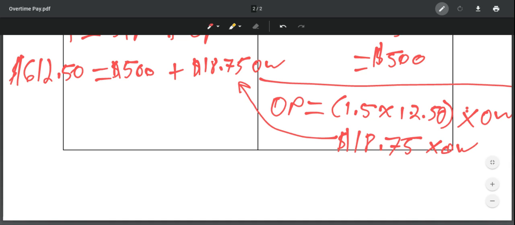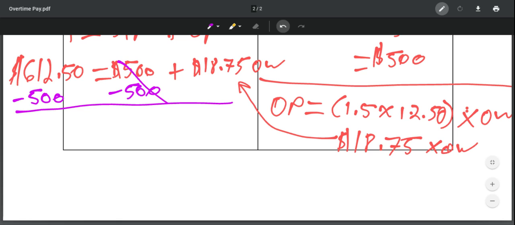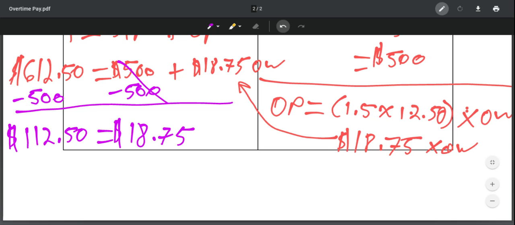So we're going to have to solve for this. That's how you'd end up solving this. So the first thing we need to do is subtract 500 on both sides. So it's just like we did in Algebra 1, Algebra 2. This is just solving equations. So then this will leave me with $112.50 equal to $18.75 OW.